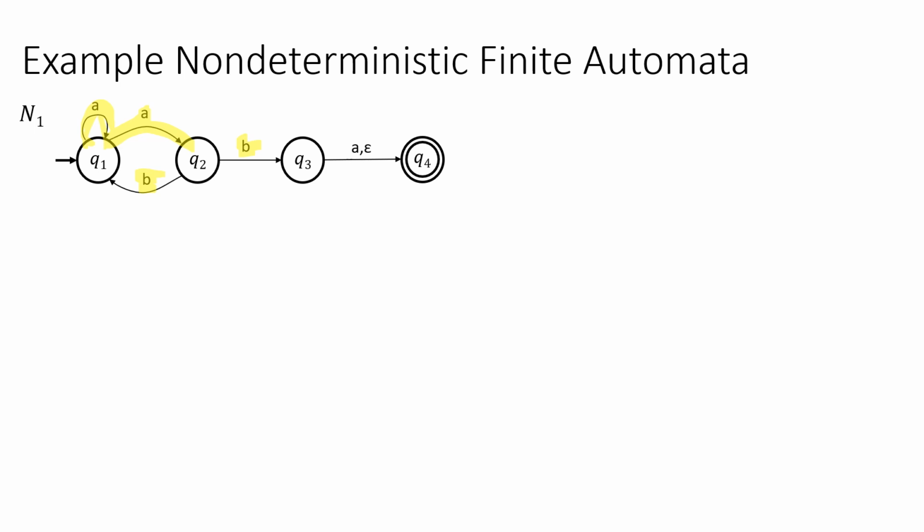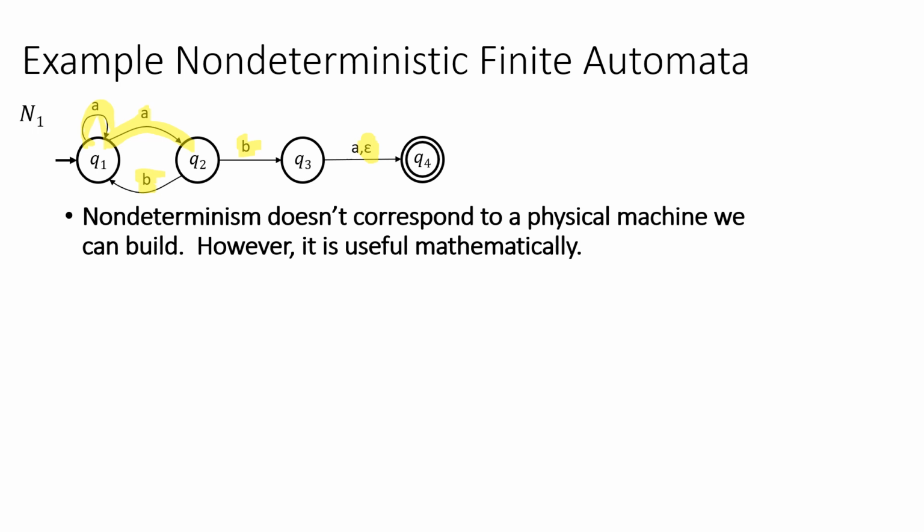Q3 has an arrow just for A, but also for epsilon, so you can take it without consuming any input. And Q4 has no arrows on it at all. So this is a bit weird in terms of reality. I will point out that non-determinism doesn't necessarily correspond to a physical machine that we can build, but it is useful mathematically. So if we understand the parts of this, we will be able to describe what sorts of strings this non-deterministic finite automata will take.